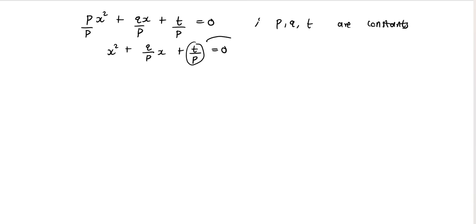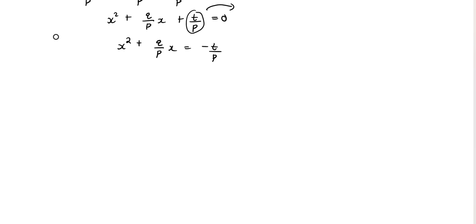Meaning I will shift this constant to the other side, and it must change sign, right? So I'm going to have x squared plus q over p x is equal to negative 3 over p. Now, the next step is to identify the coefficient of x. In this case, the coefficient of x is q over p, meaning I'll have to add half times q over p squared to both sides.